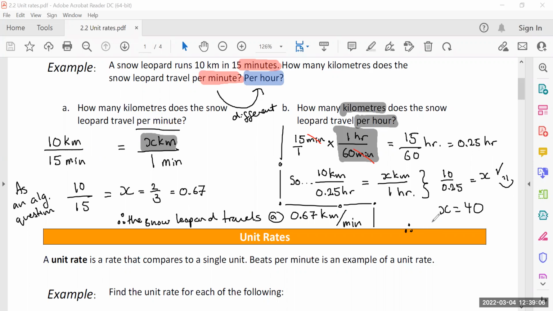Okay, so when I first did it, I did 0.67 times 60, and it was 40.2. It's because your calculator has rounded. Try this, 0.66666666, as many 6s as possible, times the 60, and you'll get 40.000000 something. Times 60. Try it.